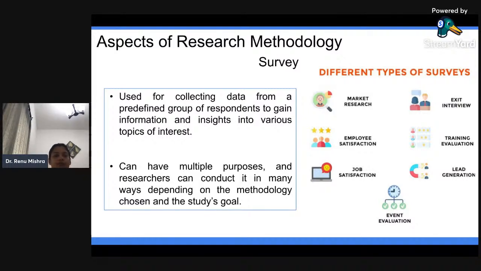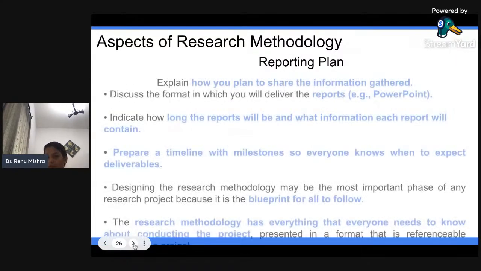Okay. Now, as I said, you can go for a physical survey, you can also go for an online survey. And depending upon the nature of your study, what your research questions are, and what the goals of your study are, you choose the particular method.